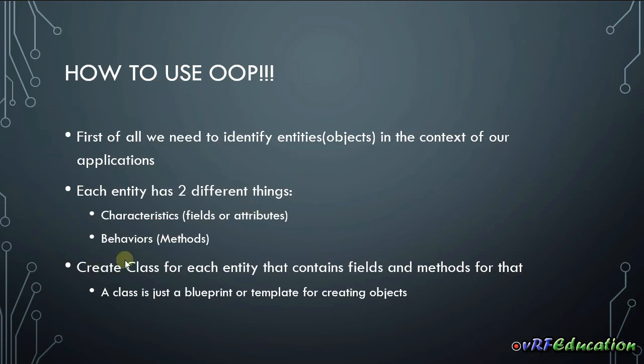The other one is the behavior. For example, a person can walk, can talk, can jump, or can sleep. These are the behaviors of objects that we model through the methods of an object. And we will talk about it deeply in the next session.